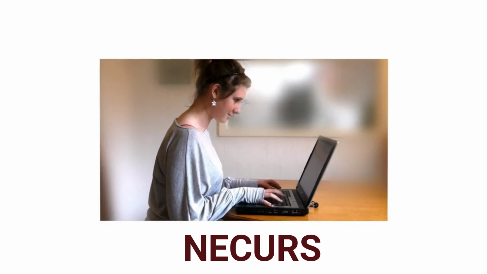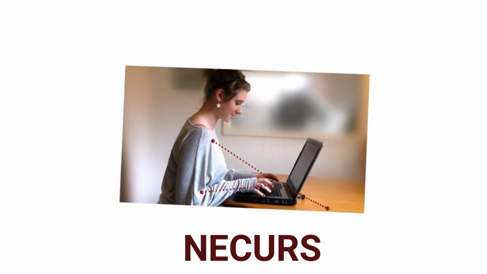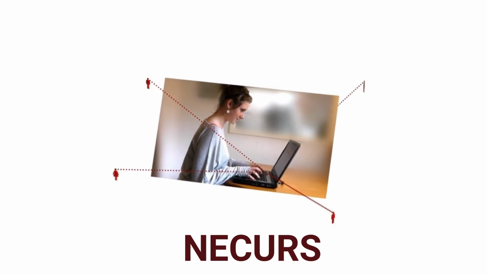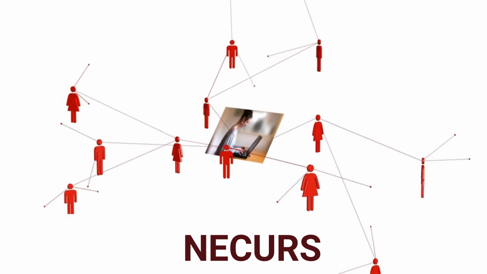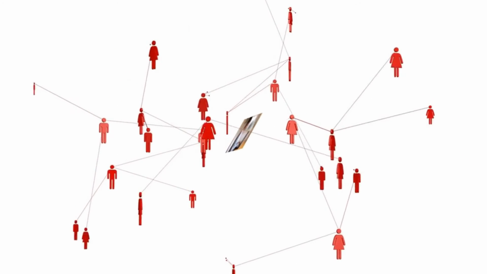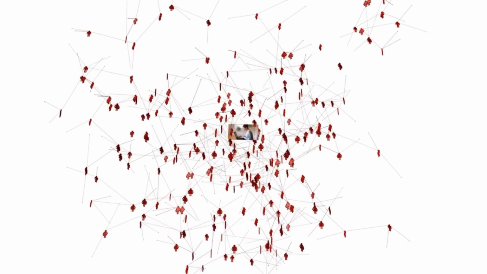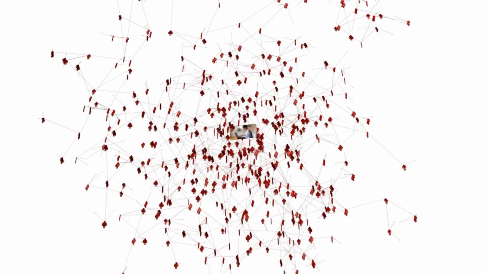The last one I want to discuss is Necurs. Necurs is a spam botnet that was first seen in 2012 and is believed to have been created by the same crew that ran the Dridex banking Trojan. The botnet's sole purpose is to infect Windows computers and then use them to send spam email. And it does this very, very effectively.